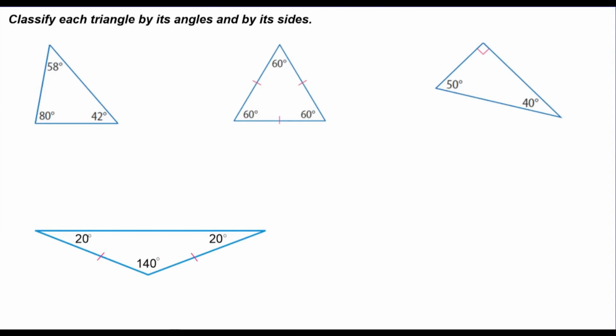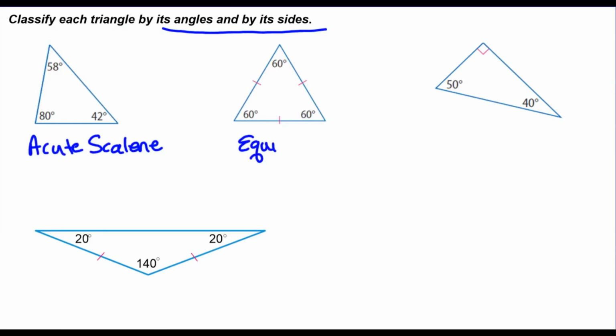So let's look at these triangles and classify them by its angles and its sides. So we're going to give it 2 names. So looking at this triangle here, we're going to classify it by its angles, and they're all acute. So this is an acute triangle. And then we're going to classify it by its sides. And notice there are no congruent sides. So this is scalene. So we would call this an acute scalene triangle. Next, all the sides are congruent. All the angles are acute. This is an equilateral triangle. And I don't really have to call it acute equilateral because, as we just mentioned, there's only 1 type of equilateral triangle, and that's acute. So it's kind of redundant to say that.